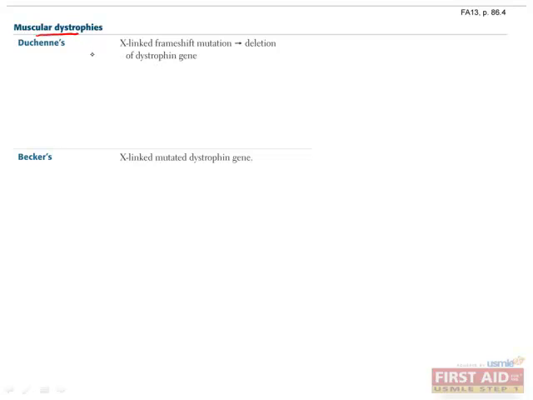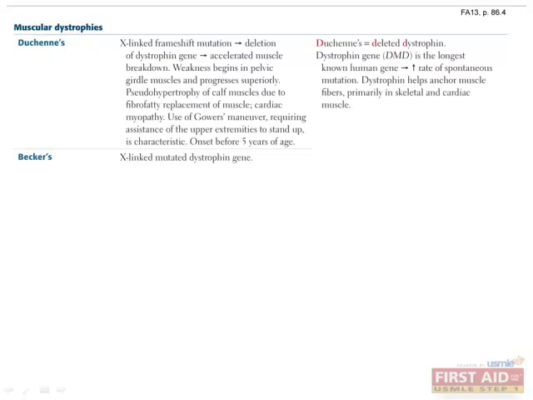There are two types of muscular dystrophies, Duchenne's and Becker's. Both are X-linked recessive, and both affect the dystrophin gene. Dystrophin is the longest known human gene, and therefore is the most likely to have spontaneous mutations. The dystrophin protein is cytoplasmic, but is part of a larger multi-protein complex which anchors the cytoskeleton of skeletal and cardiac muscle to the extracellular matrix through the membrane.